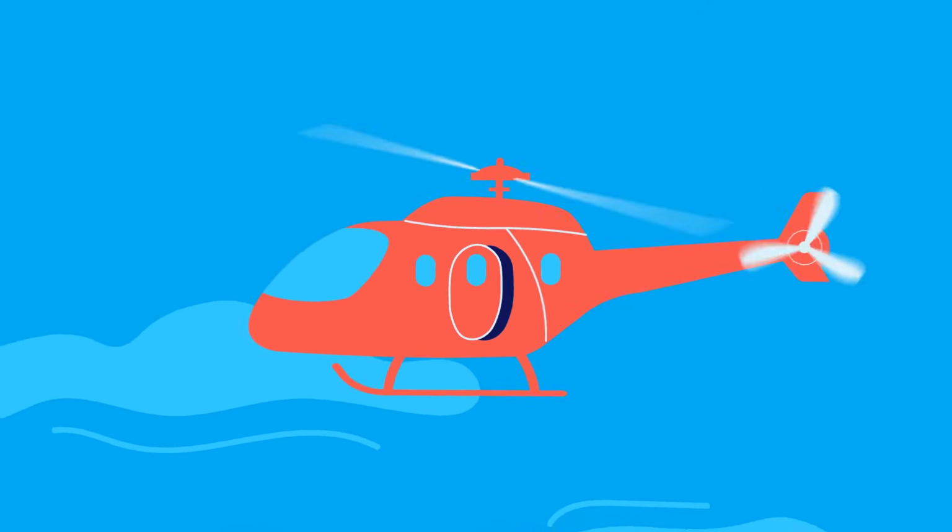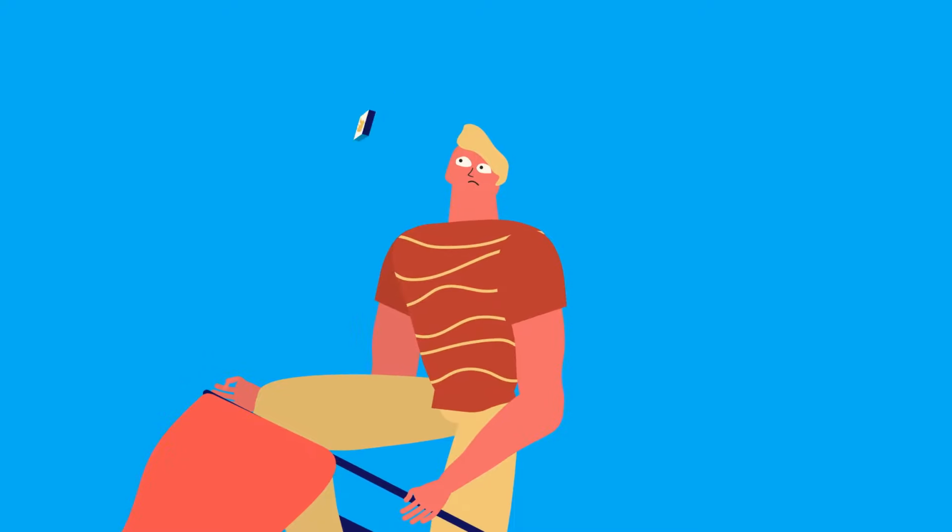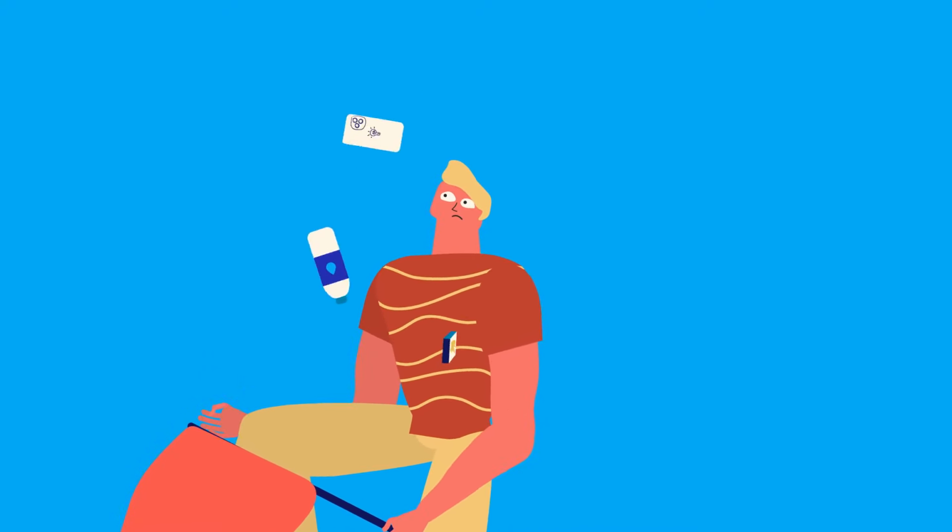In the sky, you see a helicopter flying by. It seems they don't see you. It almost flies away, and you need to do something to make the pilot notice you. You have matches, water, and your phone. What are your actions?